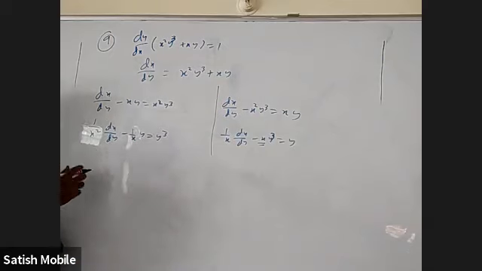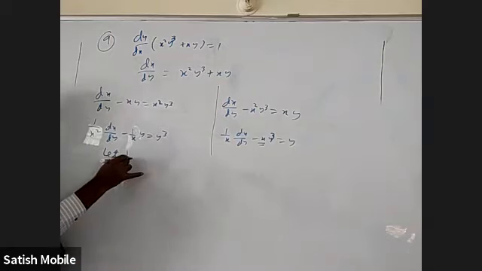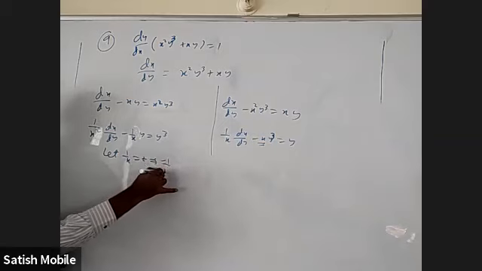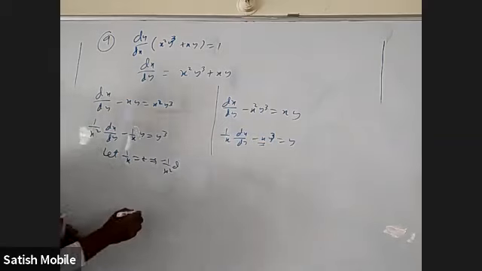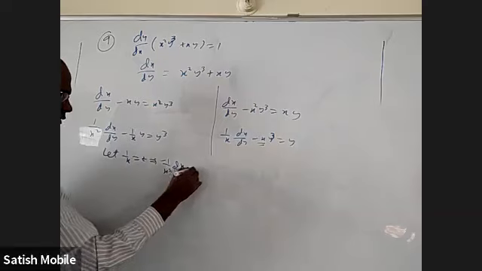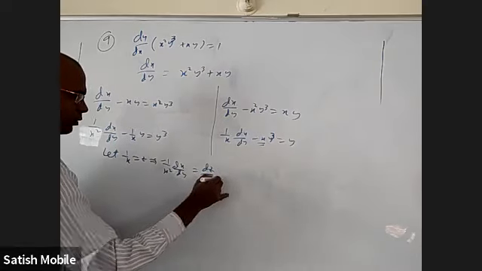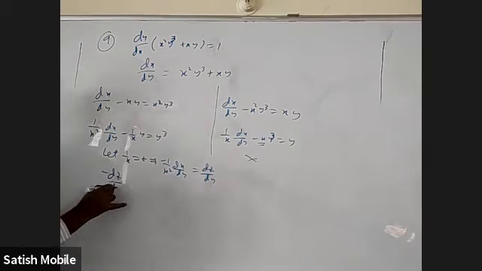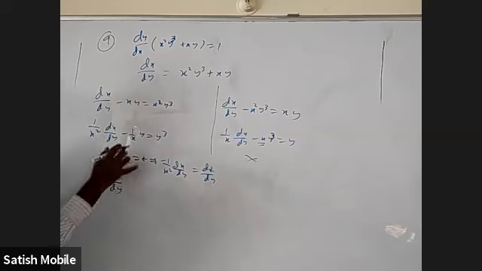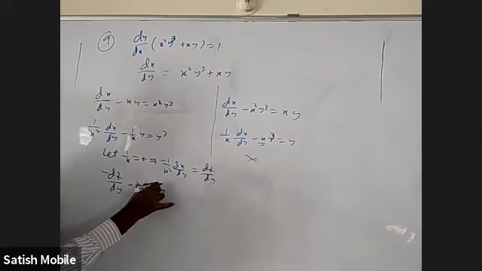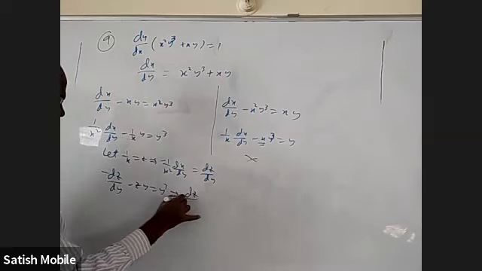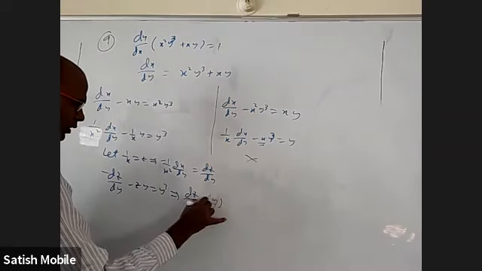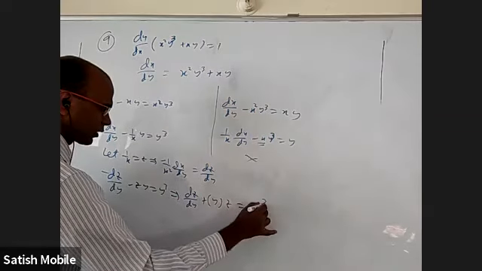This will become dz by dx. So let 1 by x equal to z; minus 1 by x square dx by dy will be dz by dy. Now this is going to become minus dz by dy, and this is going to become minus zy equal to y cube. Basically dz by dy plus y into z equal to minus y cube.